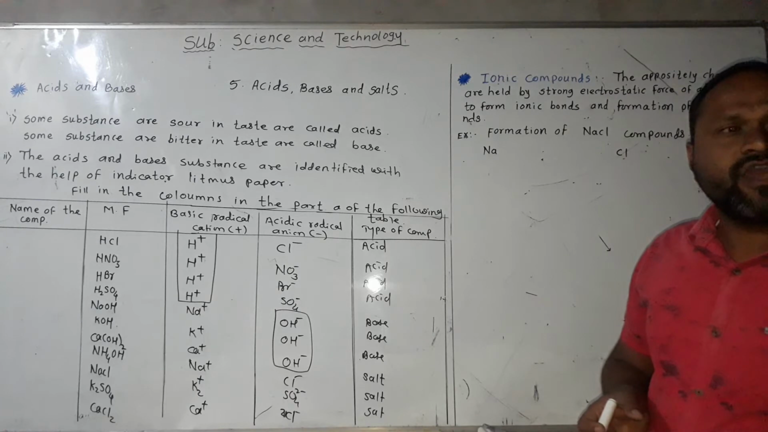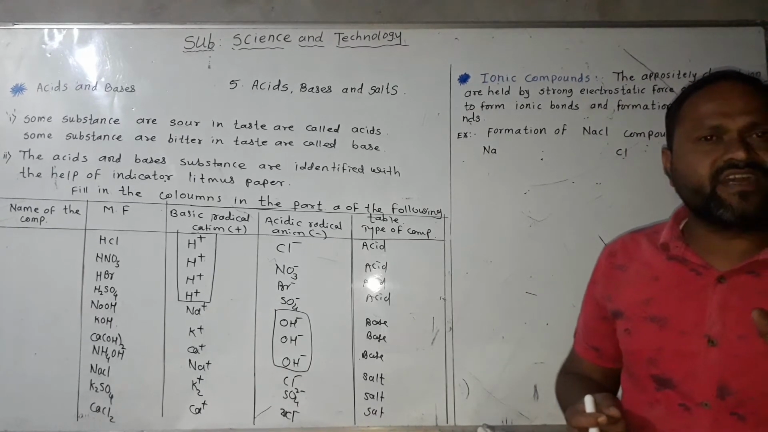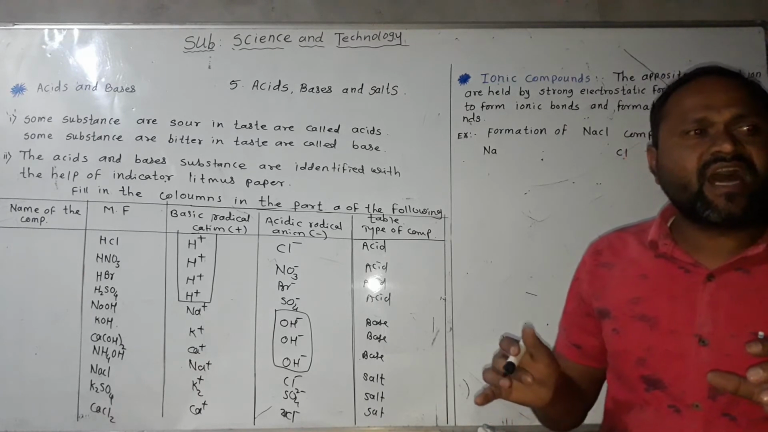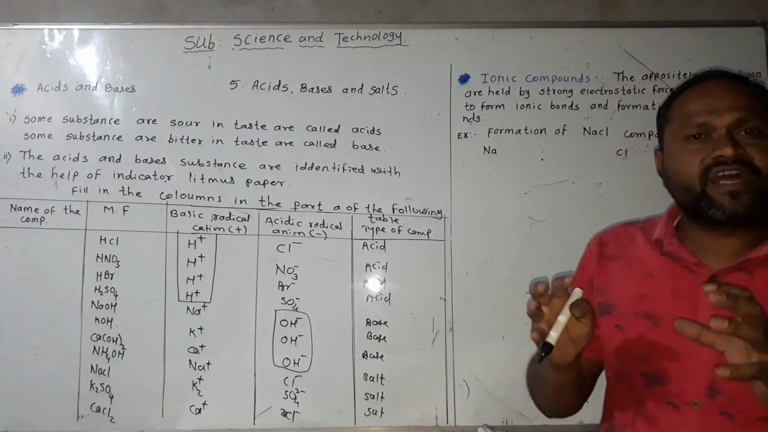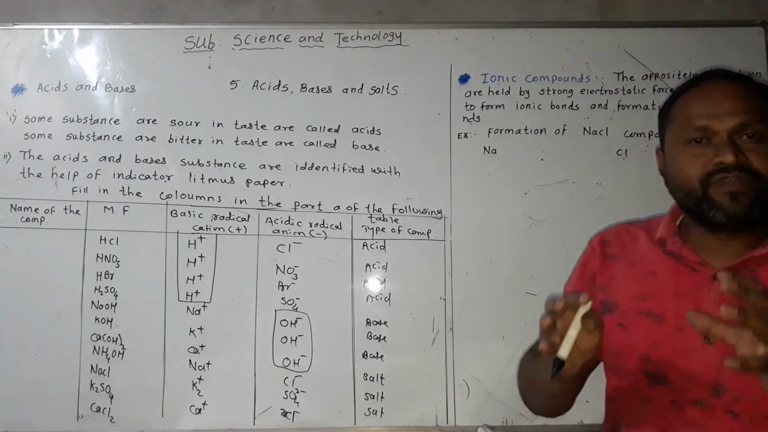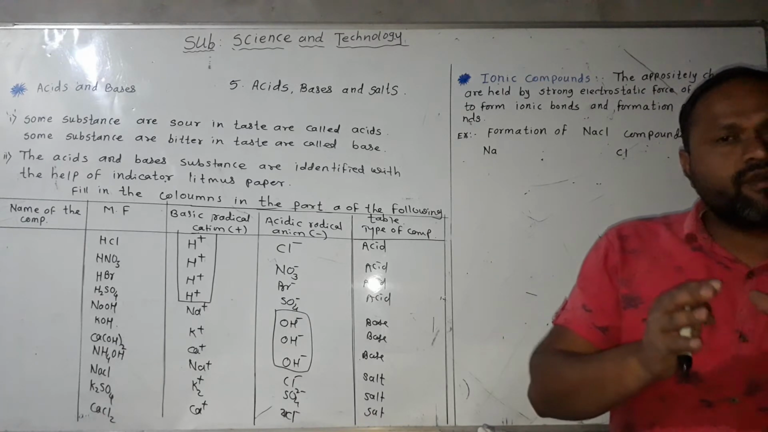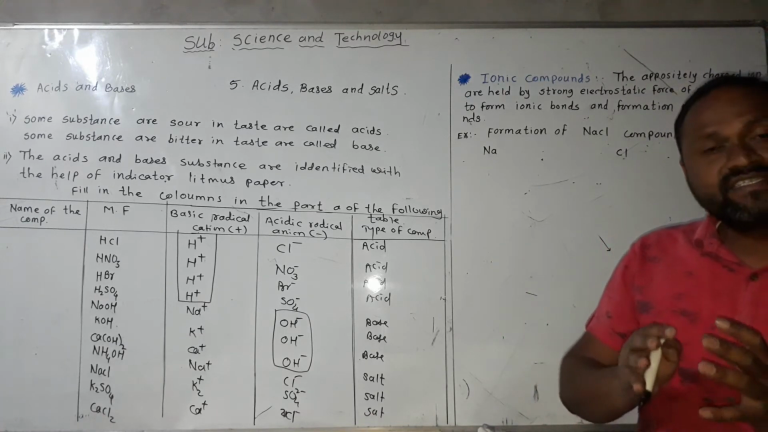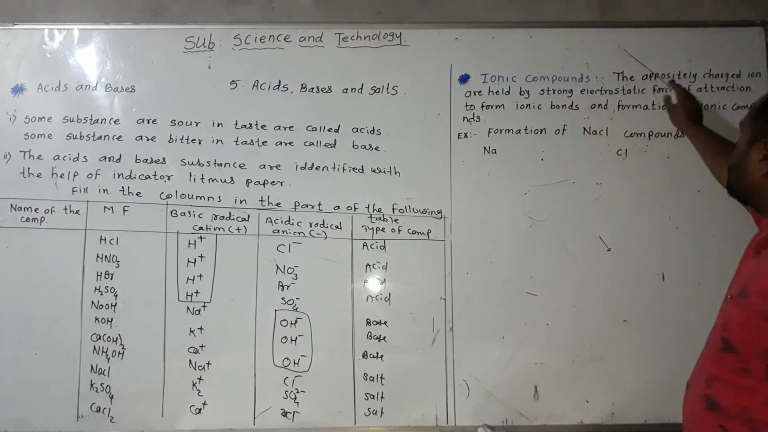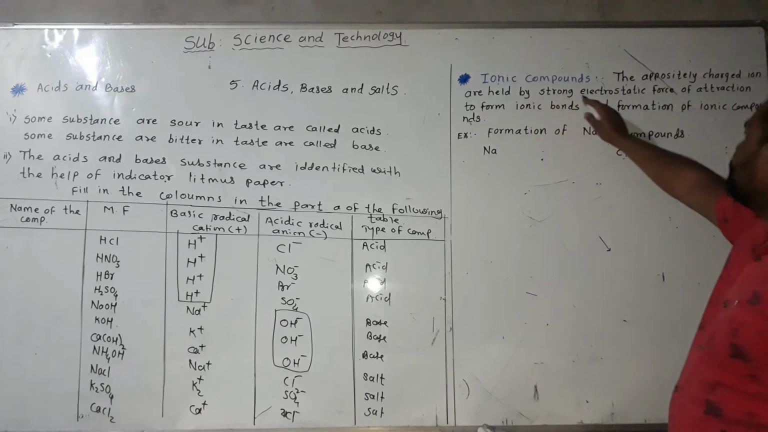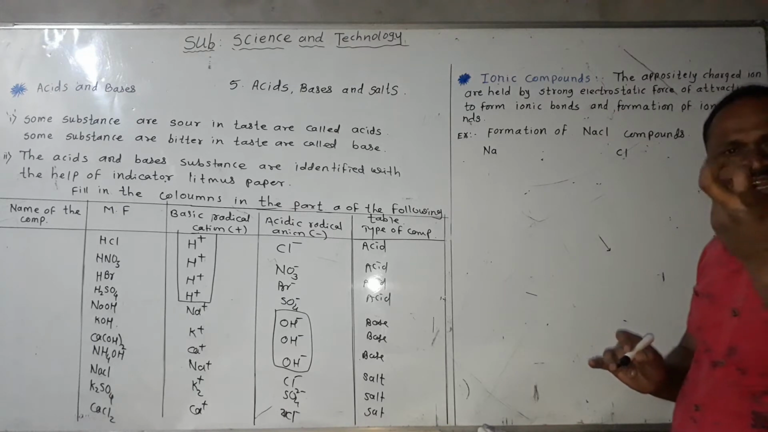What is meant by ionic compounds? Ionic compounds are those in which oppositely charged ions are held by a strong electrostatic force of attraction. We will take some examples of ionic compounds to clear the topic. The next topic is ionic compounds and their recapitulation. First, what is meant by an ionic compound? The oppositely charged ions are held by a strong electrostatic force of attraction. Strong electrostatic force of attraction means between cation and anion.